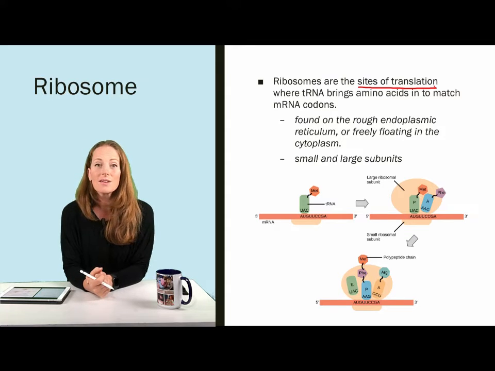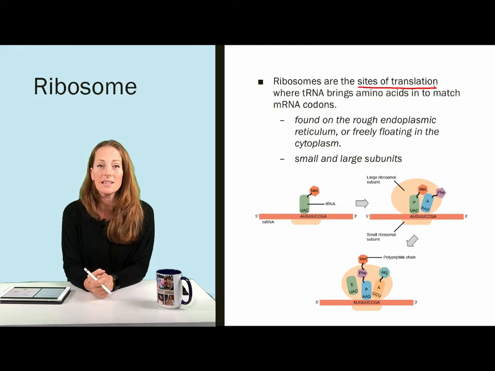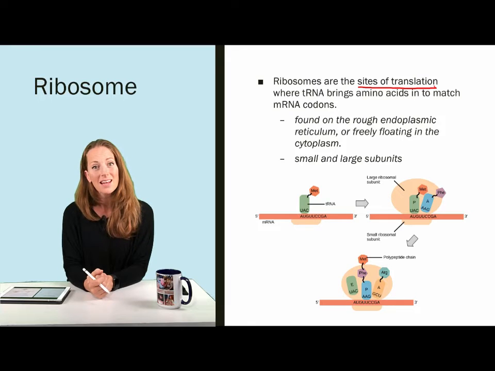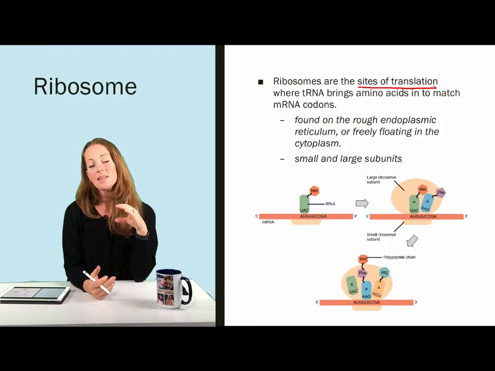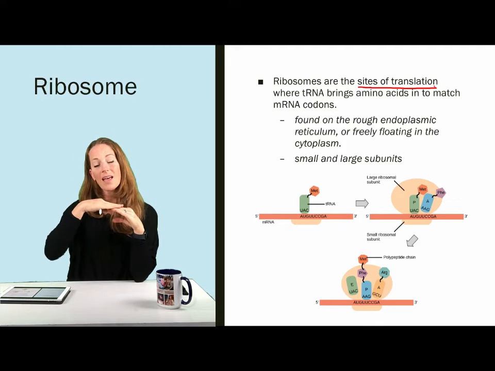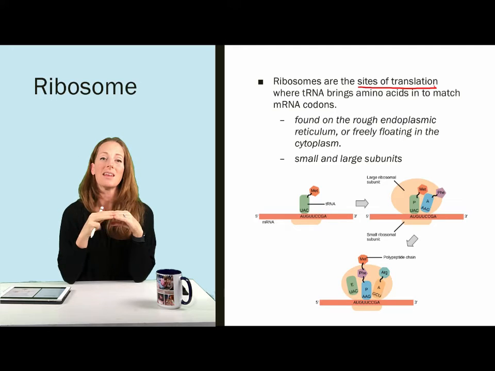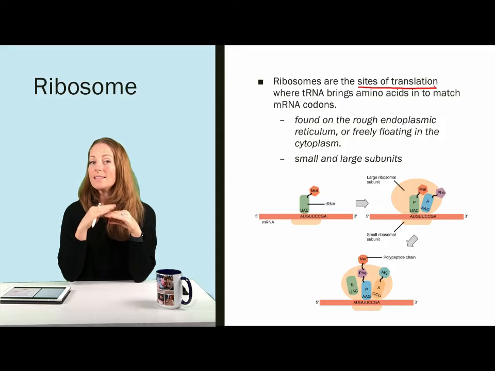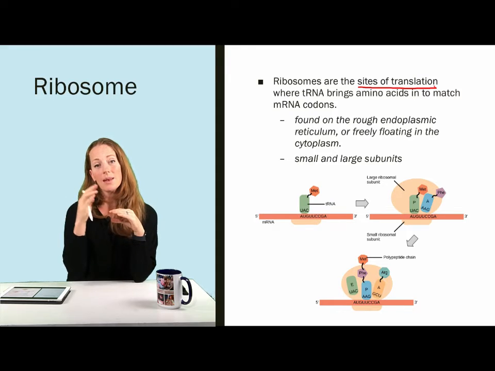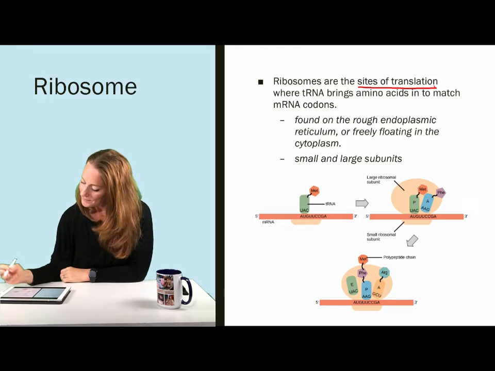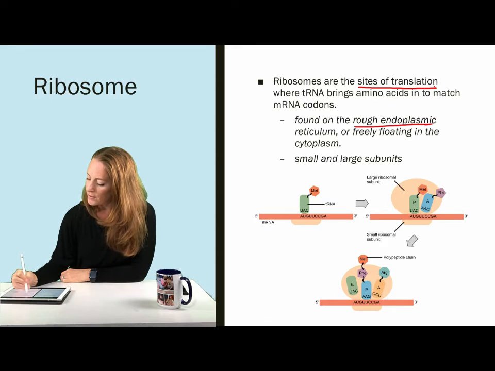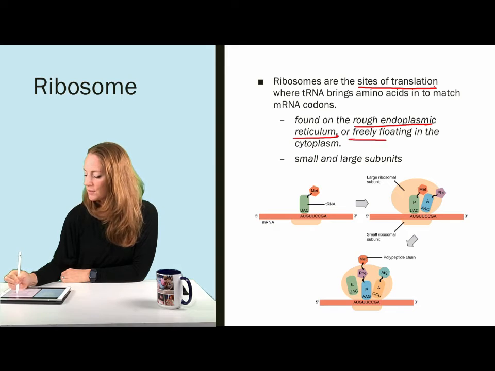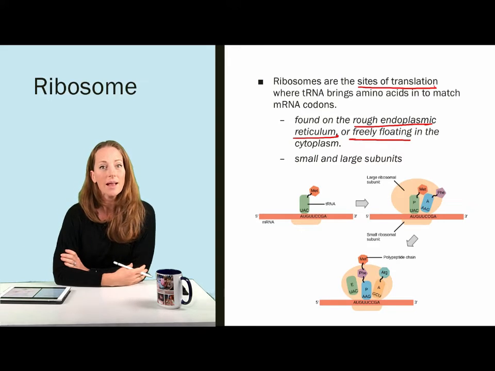These subunits are separated until translation is activated, and that's one of the ways in which translation can be regulated, by keeping the subunits separated. So the small subunit is waiting, the mRNA docks on that small subunit, and then the large subunit comes in, forming that ribosome. Once the mRNA is docked, the tRNA will come in and bring in the amino acids. So remember that ribosomes are found on the rough ER, but can also be freely floating in the cytoplasm.